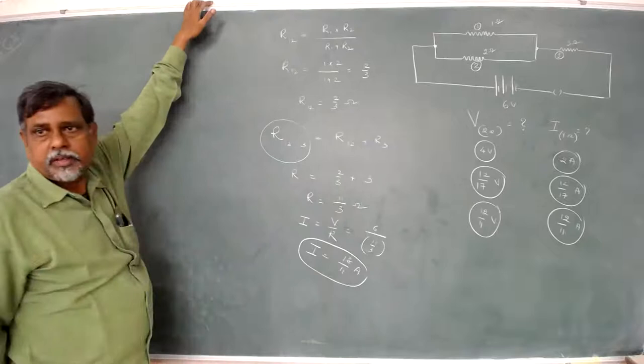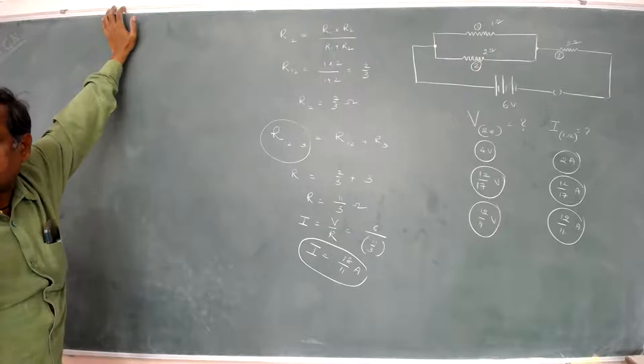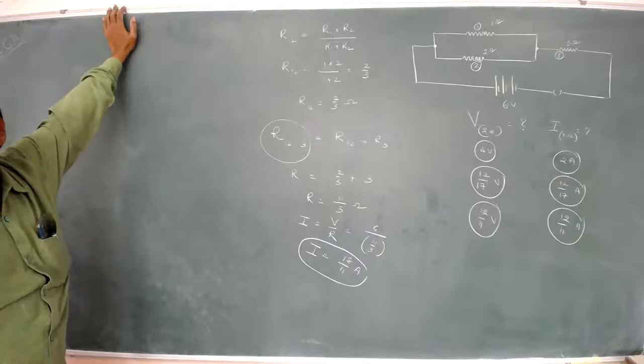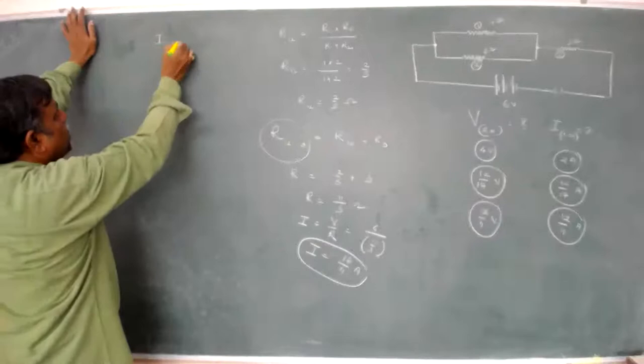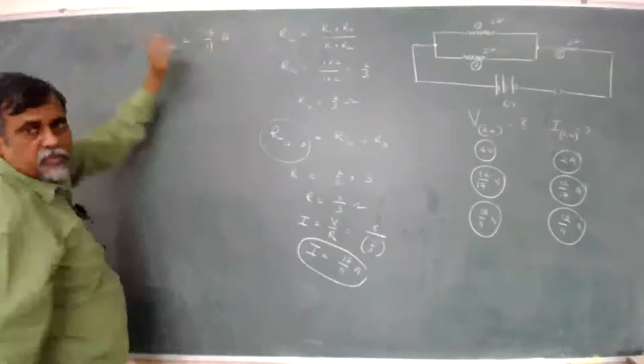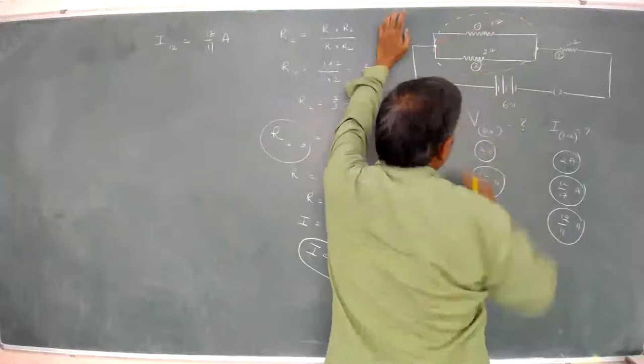That is effective current. Now this effective current, where do we see? What about the things which are in series? In series current is same. So what are in series? 1, 2 combination and 3 are in series. So I12 should be equal to 18 by 11. What about the current which is passing through this complete combination? That should be 18 by 11.